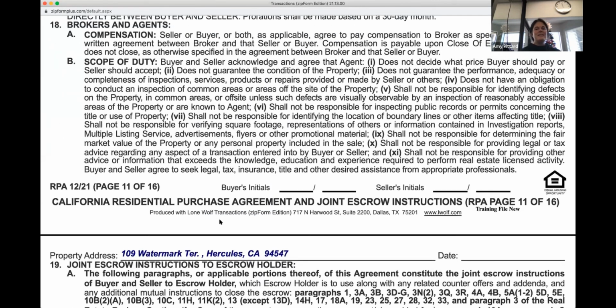Keep in mind here, though, it did say shall not be responsible for providing other advice or information that exceeds the knowledge, education, and experience required to perform real estate license activity. Not that you don't have it, like you may be a licensed contractor, so you may have additional information. That's not part of your duty as a real estate agent. Keep that separate from your real estate duties. Only go over the information that's required of you as a licensed realtor.